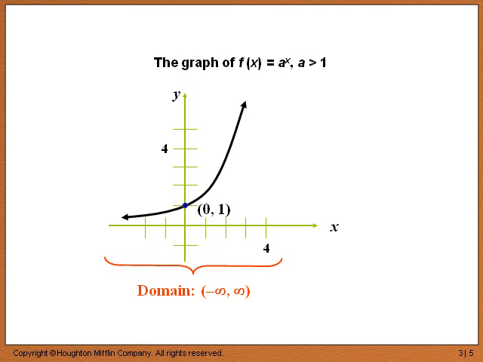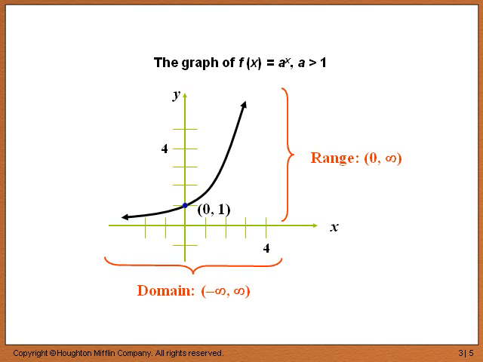Now the domain of the exponential function is written in interval notation: negative infinity to infinity, where negative infinity is the lower limit and infinity is the upper limit. The parentheses indicate the endpoints of the interval, but also show that those endpoints are not included, because of course you never actually reach negative infinity or infinity.